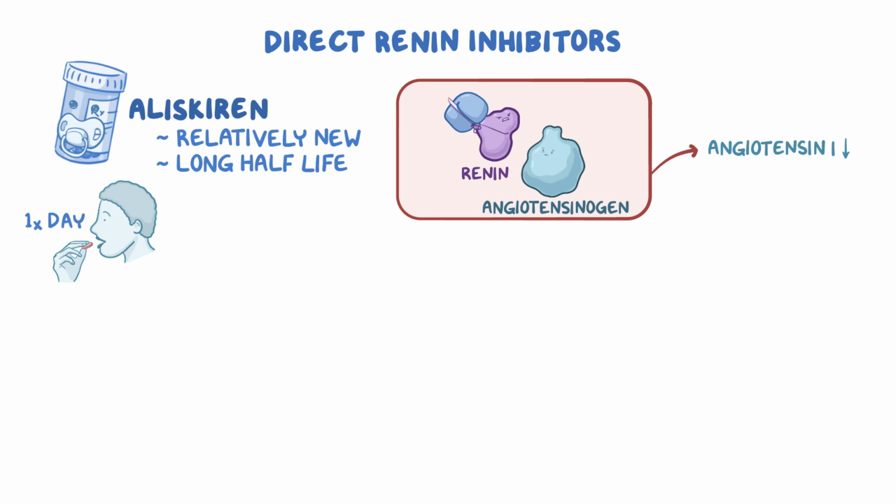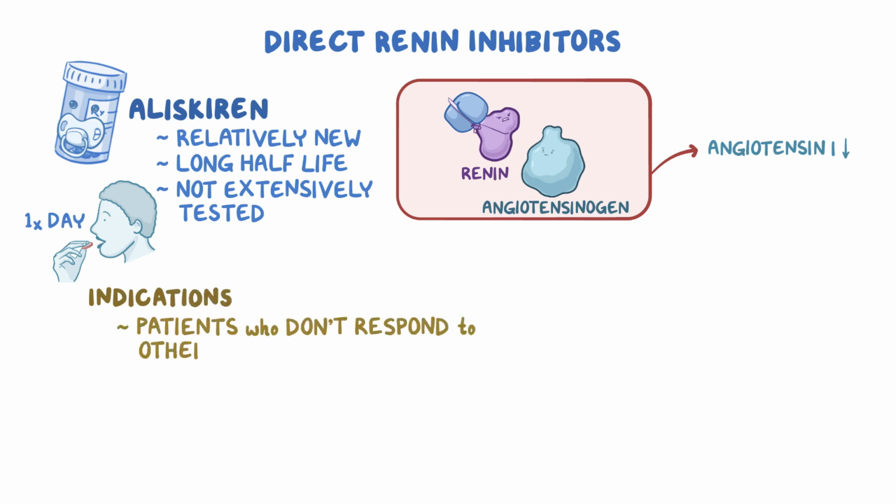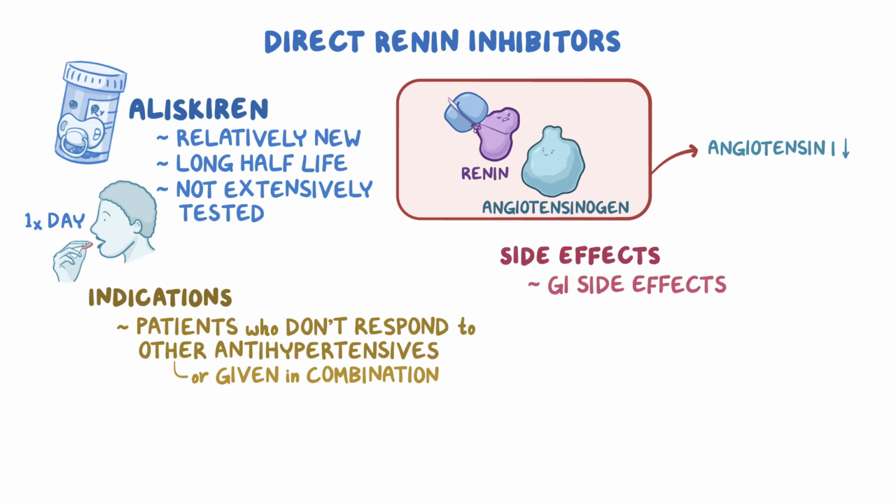But since it's younger in the medical field, it hasn't been as extensively tested, so it's commonly used for patients who don't respond to other antihypertensives, or it can be given in combination with other antihypertensives. In addition, Aliskiren can cause GI side effects like diarrhea and abdominal pain. Other side effects include headache, dizziness, and fatigue.